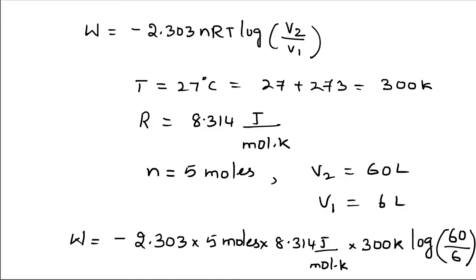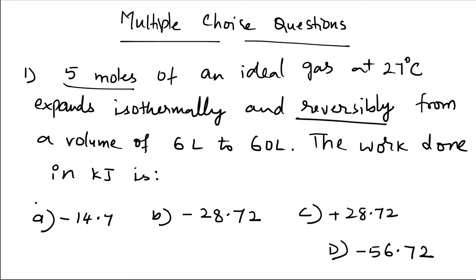So liters will cancel out, and we get 60 divided by 6 equals 10. So log 10 is there, and log 10 value is 1. And here mole and mole cancel out, Kelvin and Kelvin cancel out. Finally, we end up with the unit joules, which is the unit of work. So this negative sign indicates work done by the system, which is expansion. Therefore, the answer must have a negative sign. From that, we can easily eliminate option C and option D. So our answer is only between A and B.